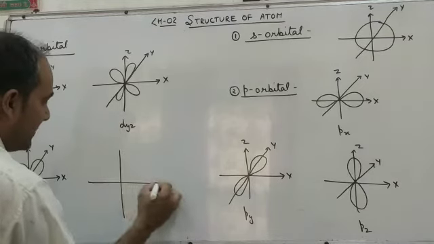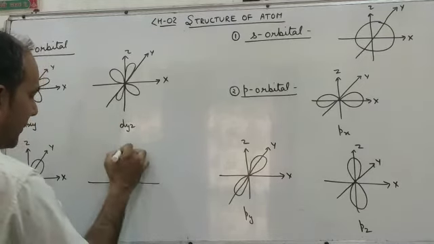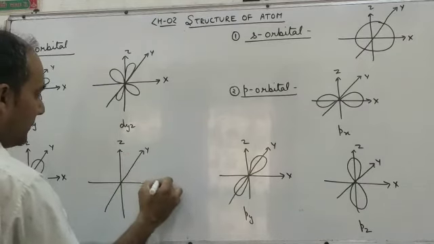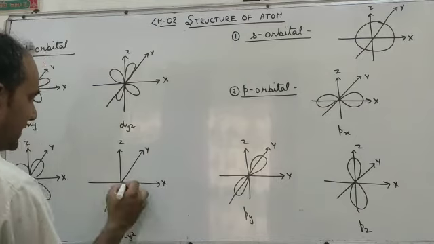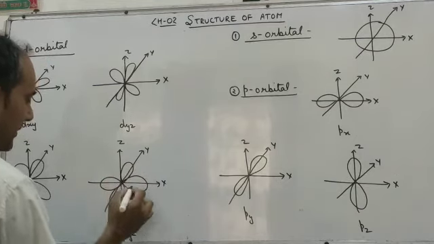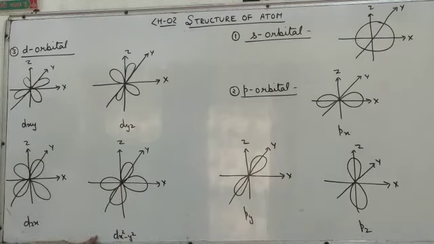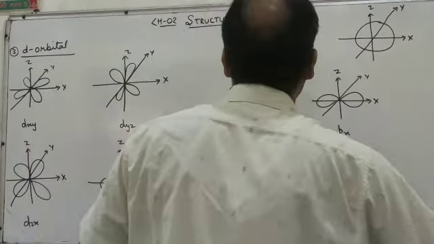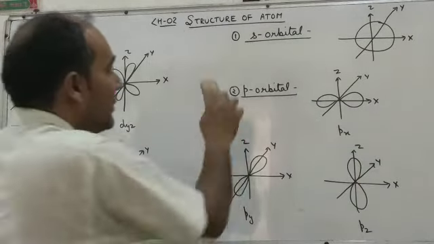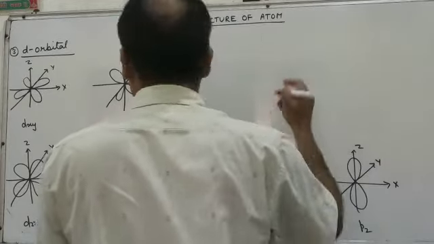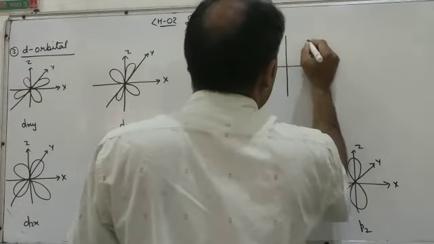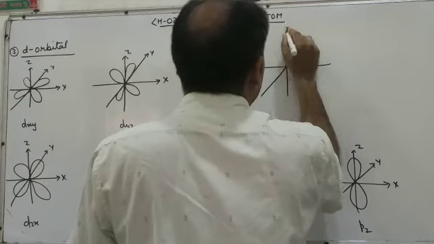If the lobes lie on the x-axis and y-axis, it is said to be dx2y2. If the lobe lies on the z-axis only, it is said to be dz2, in this manner.